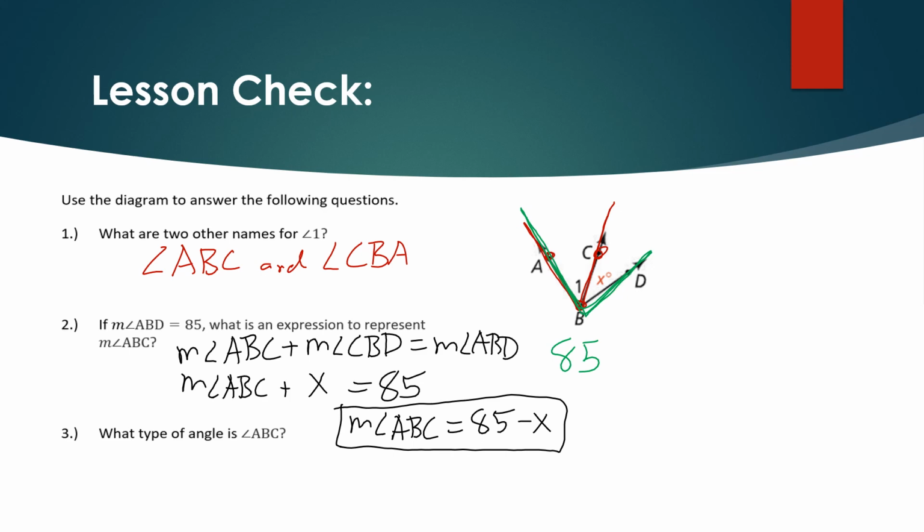And then for number 3, they're asking what type of angle this is. Well, remember, we've got acute, which is less than 90, right, which is exactly 90, obtuse, which is greater than 90, and then straight, which is exactly 180. So ABC, at the largest, if x equals 0, I'm going to have an 85-degree angle. And I know that angles have to be positive, so x can't be a negative number, meaning it's going to be smaller than 85, which is going to have to give me an acute angle.